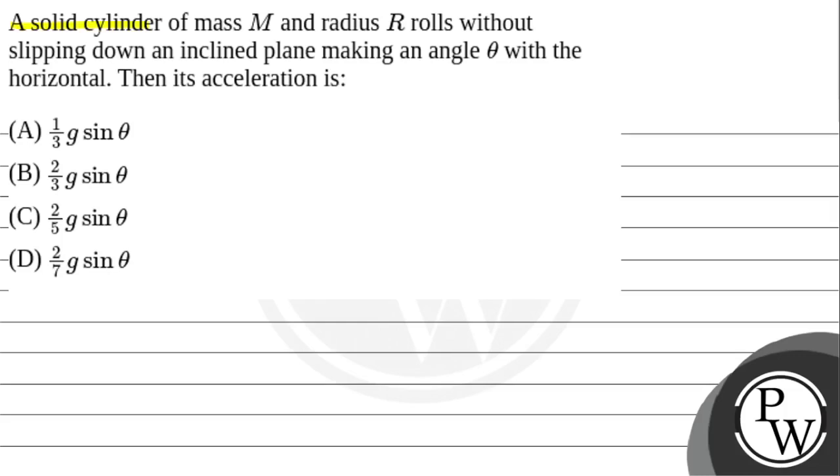A solid cylinder of mass m and radius r rolls without slipping down an inclined plane making an angle theta with the horizontal. Then its acceleration is: option A, 1 by 3 g sine theta; option B, 2 by 3 g sine theta; option C, 2 by 5 g sine theta; option D, 2 by 7 g sine theta.